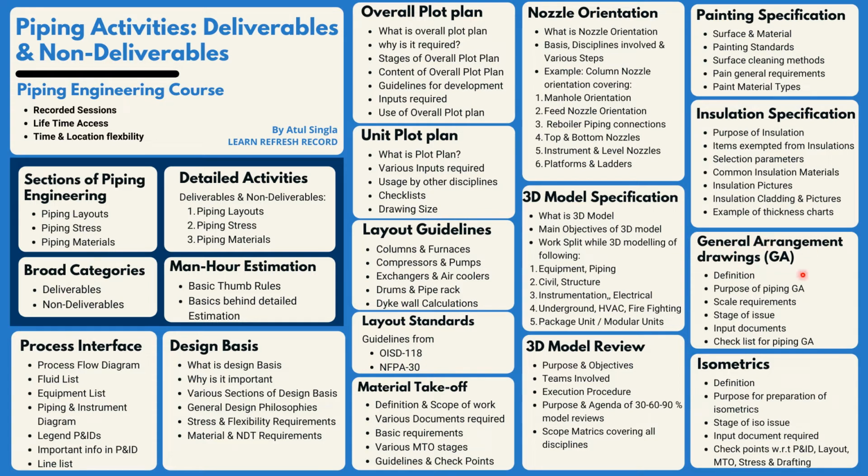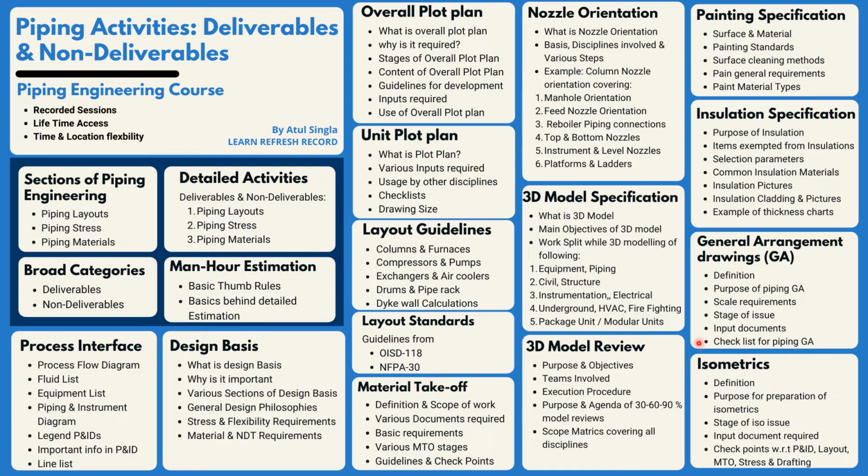General arrangement drawings. Again, this is a very important deliverable from the piping side. Here in this section, we are going to cover the definition, the purpose of generating these GAs, various scale requirements, stages of issue, and the input documents which shall be required to carry out this deliverable. Then various checkpoints. When we are generating these GAs, we have to check many things. So we'll list out a few of the critical things so that we can understand how we are going to check these general arrangement drawings once they are extracted from the system.